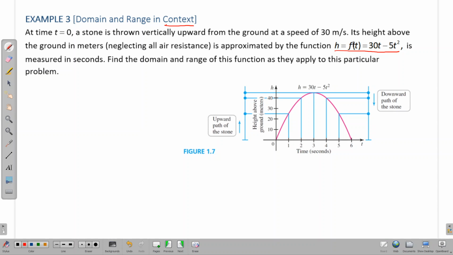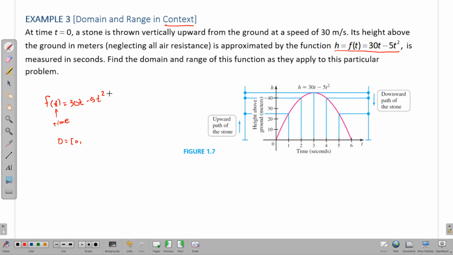So what they mean by that is, if we just think of the function without the context of the problem, then this is a polynomial. And as we've stated in previous courses, we know that for polynomials, the domain is all real numbers. But that doesn't make sense for this physical problem. For example, the input is time, and it does not make sense for the time to be negative. So we would assume time is going to start at 0. So the domain is going to start at 0.